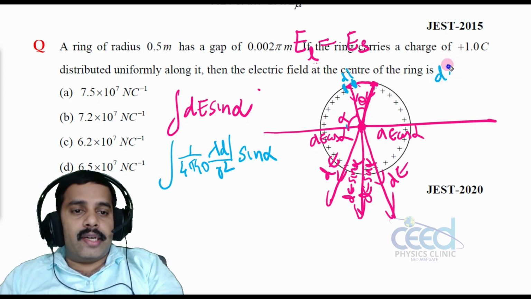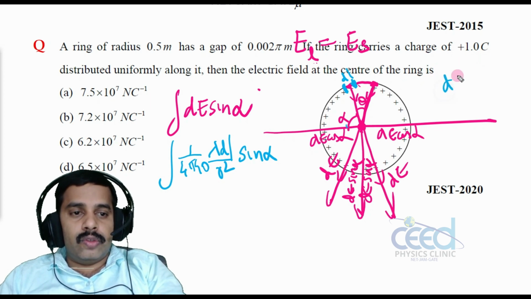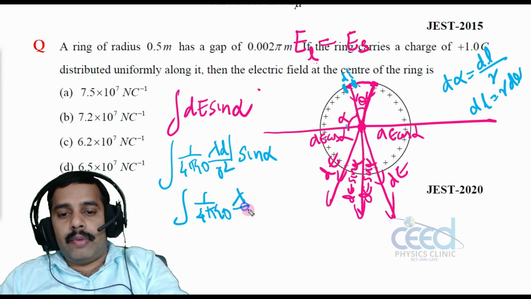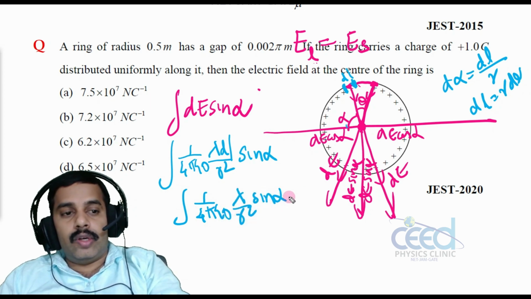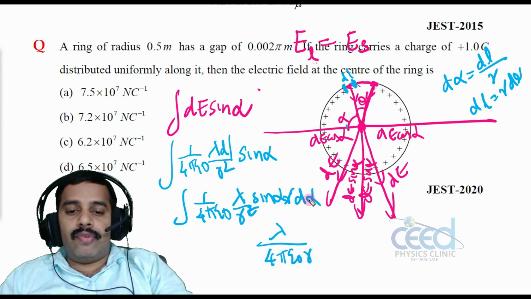So dl I can write in terms of r: angle is equal to arc length by radius. So d alpha is equal to arc length, that is dl by r, so dl is equal to r d alpha. So that is 1 by 4 pi epsilon 0, lambda by r square, sin alpha into r d alpha. This r square cancels. So what I can say, that is lambda by 4 pi epsilon 0 r, sin alpha d alpha.